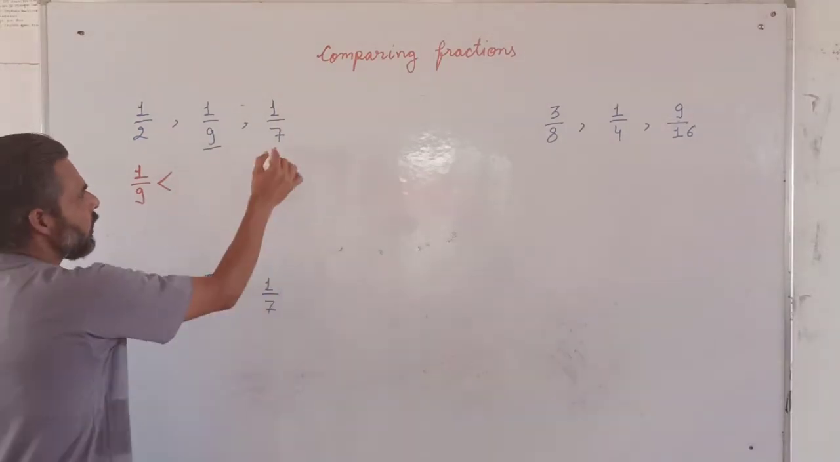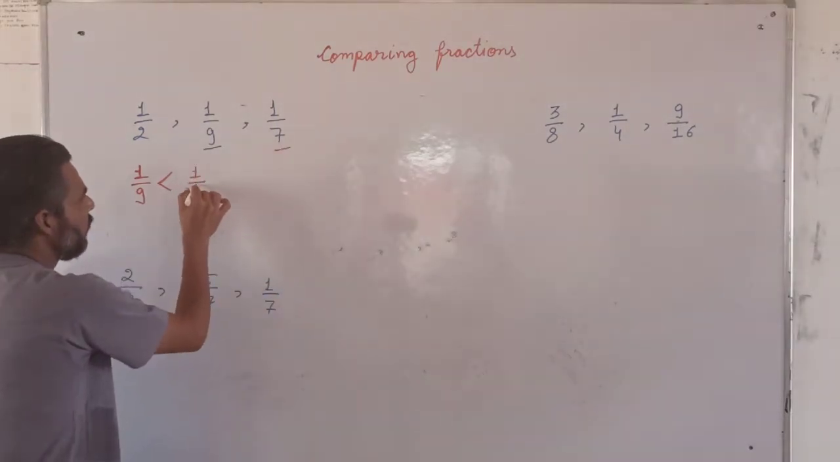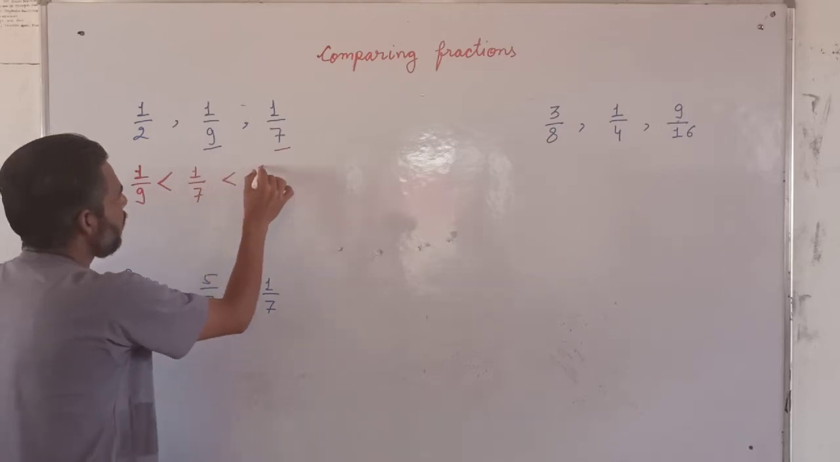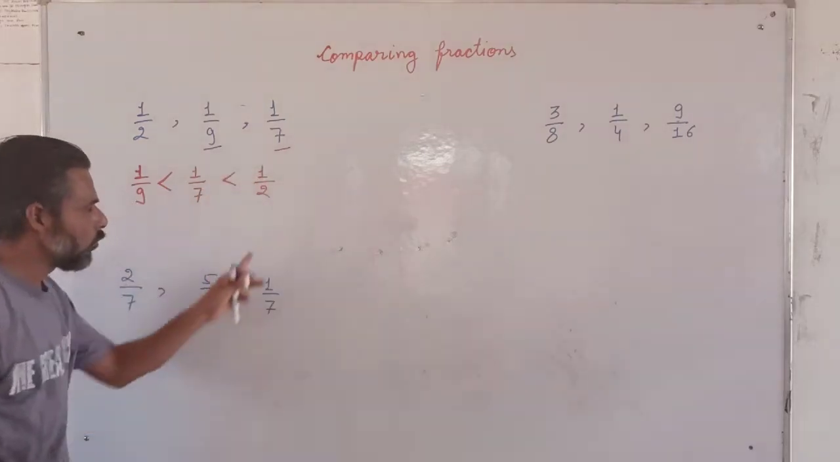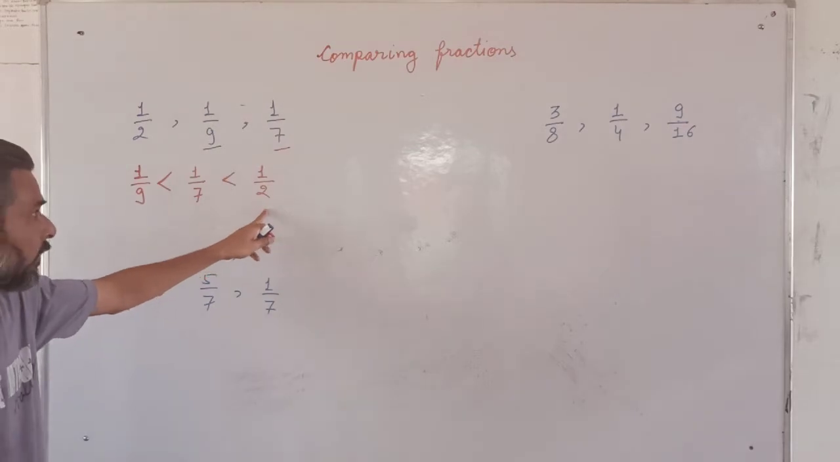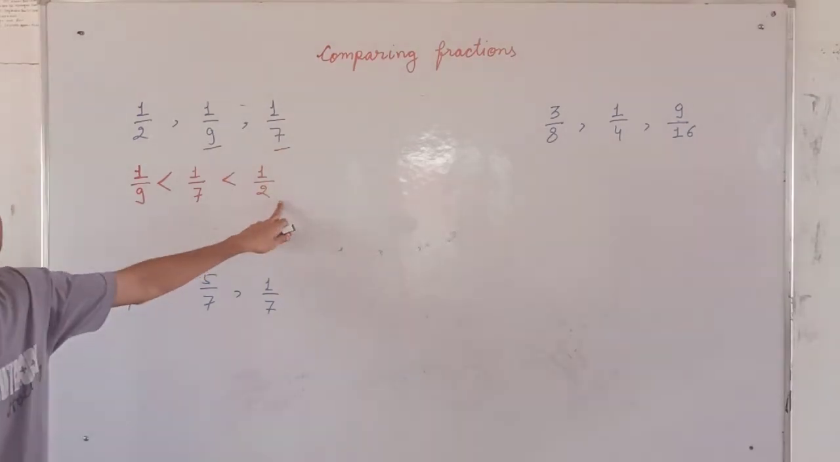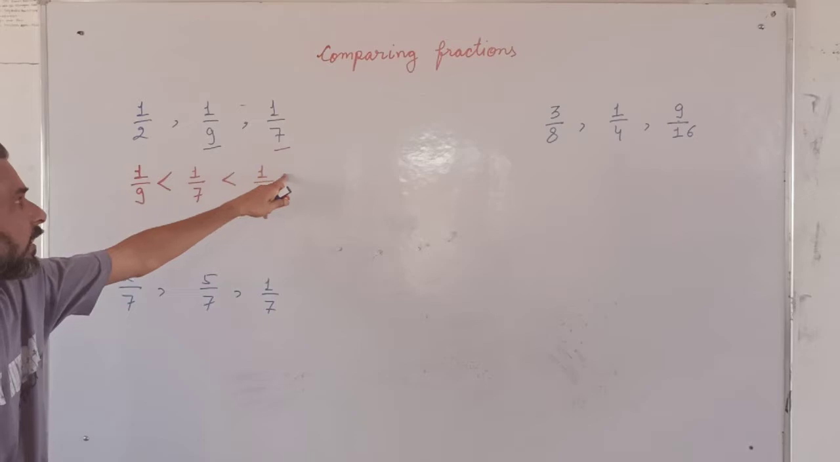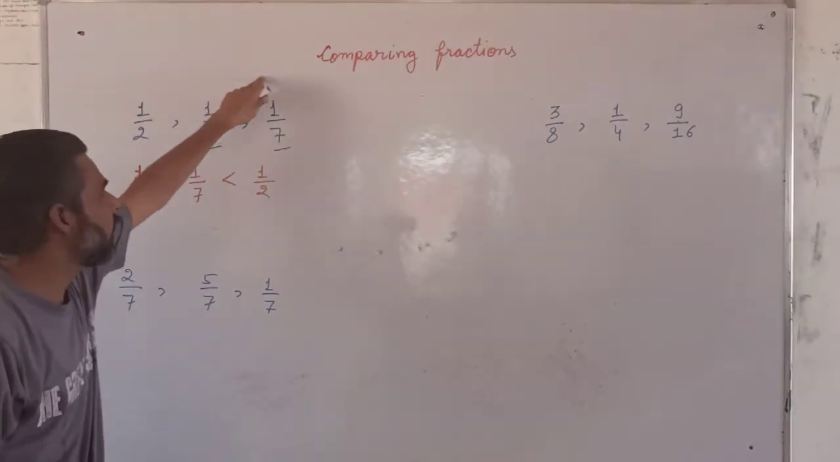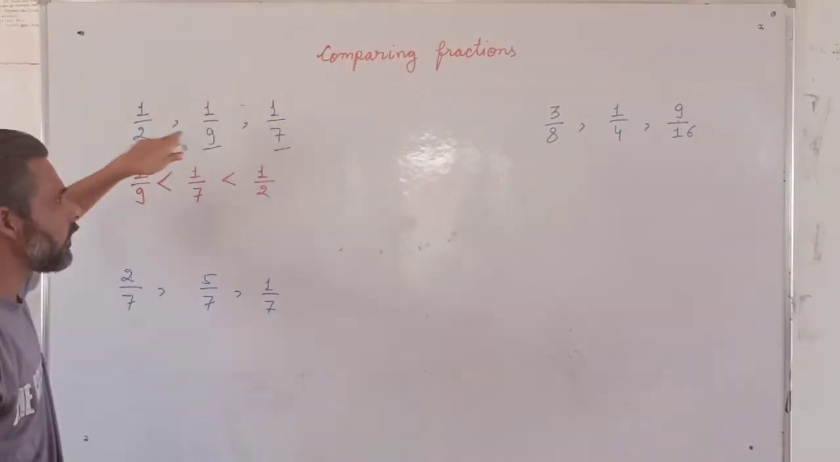9 से छोटा कौन सा है? 7. Now this will come after that. सबसे छोटा 1 upon 2. 2 is the smallest denominator, but the fraction 1 upon 2 will be the largest one. This is the case when we are having numerators same and the denominators are different.